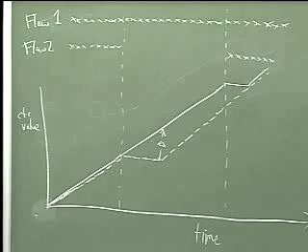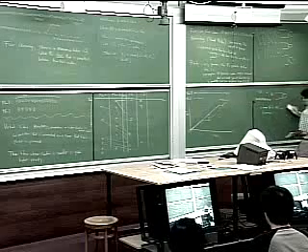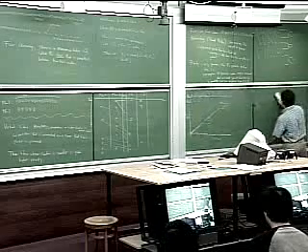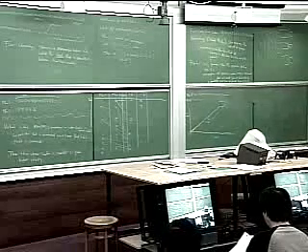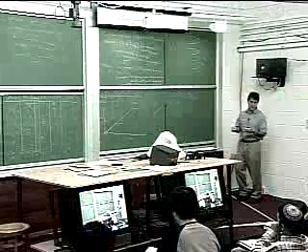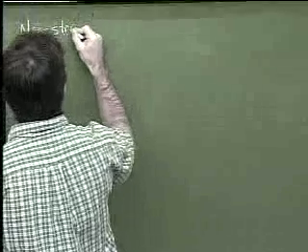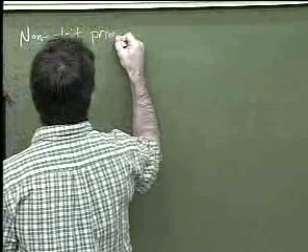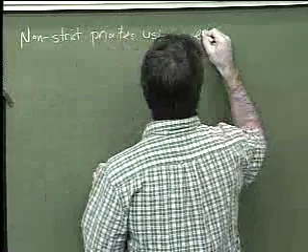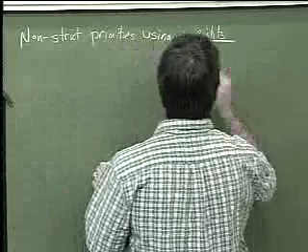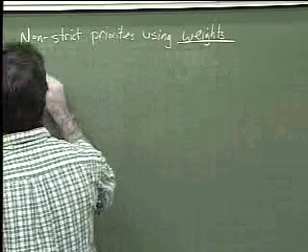One last thing we can do is, so we've got this notion of priority. What we looked at was strict priority. Okay, you can also have non-strict priorities using weights. Okay, so suppose you assign weights to each flow.